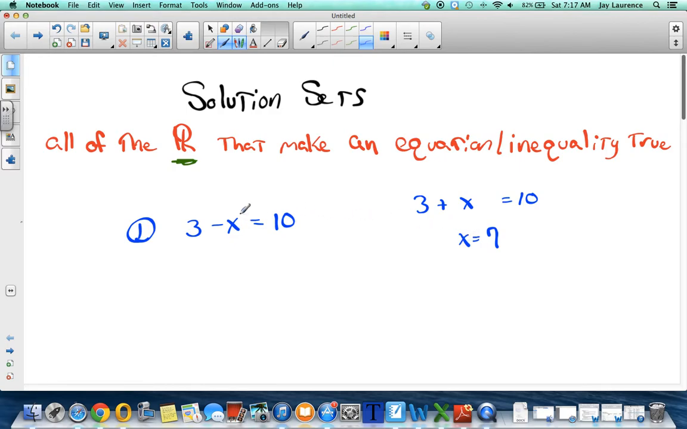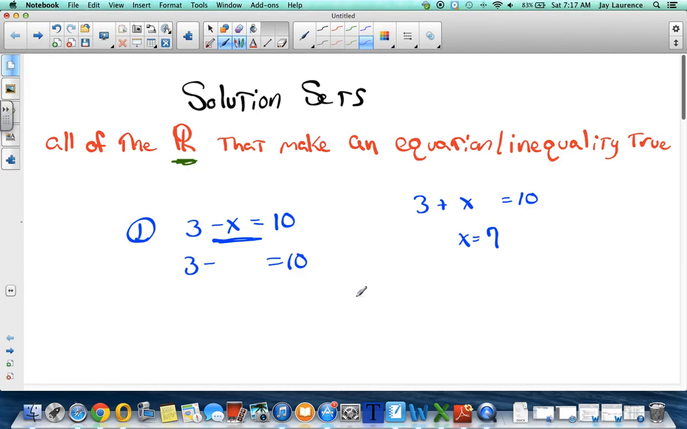Well, the problem is we need a negative of x. If we put 7 in here, is this true? Is 3 minus 7 equal to 10? Of course it's not. That's not true. So x can't be 7. What could x be? How could we somehow make this a positive 7?